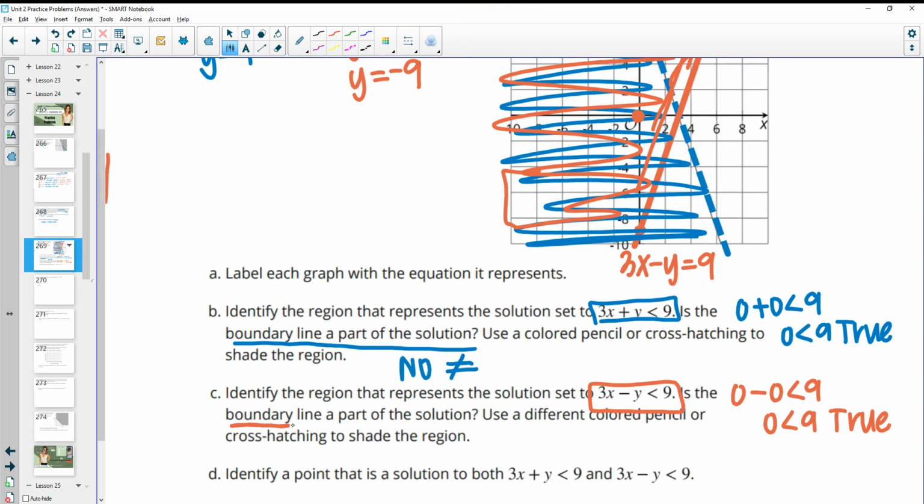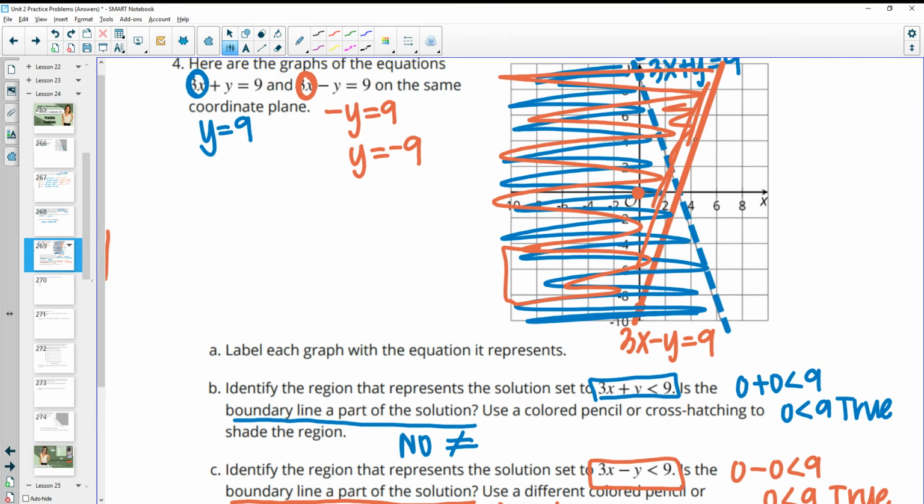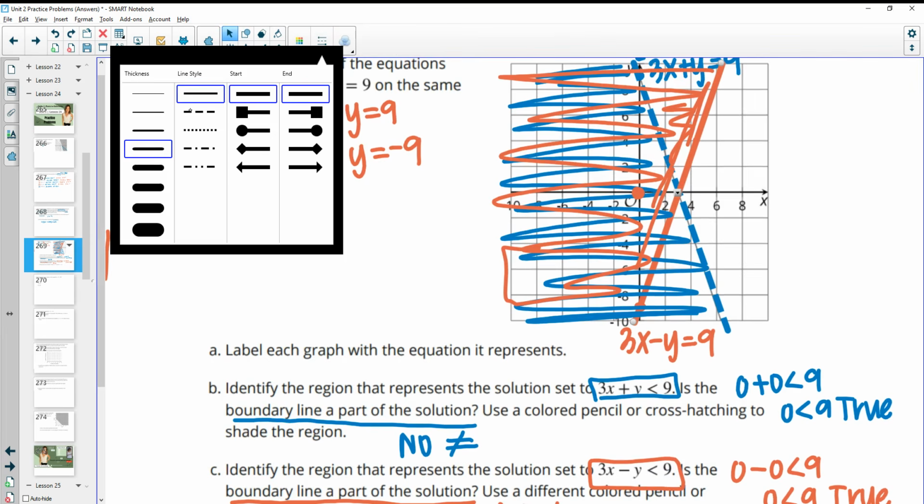And then it again asks, is the boundary line part of the solution? And again, no, because we don't have that equal sign underneath it. So the boundary line is going to be a dotted line. So I'll switch this to dotted.